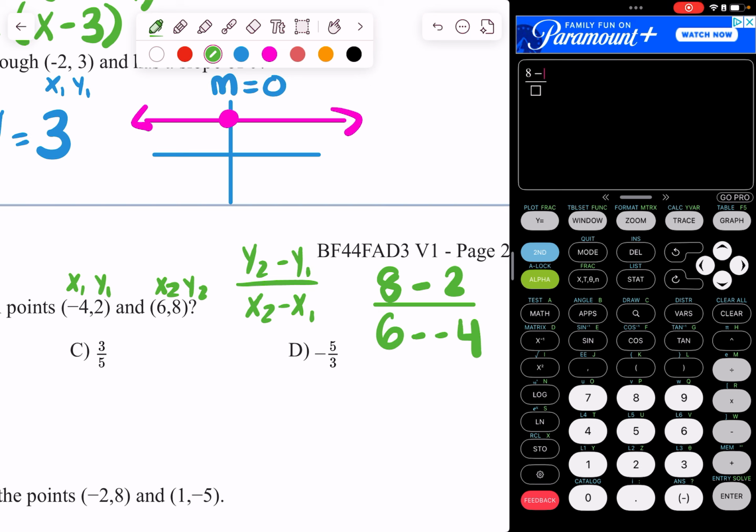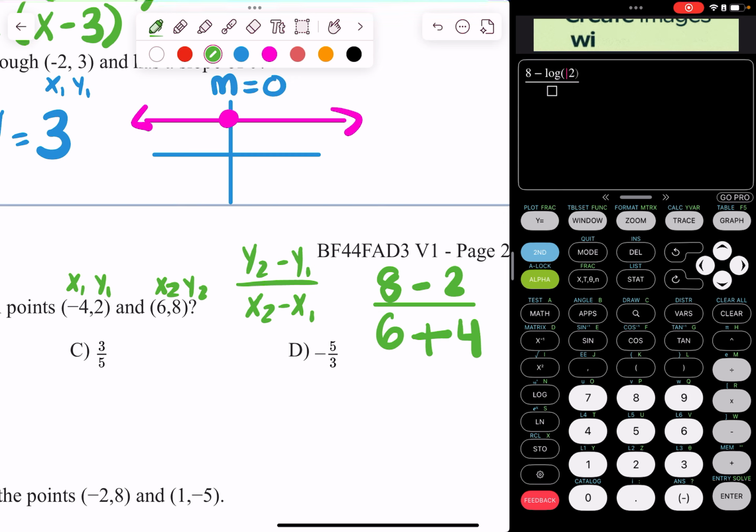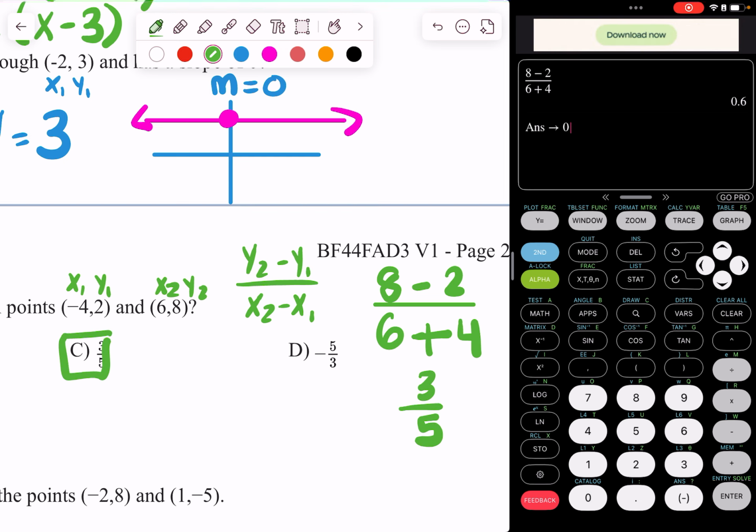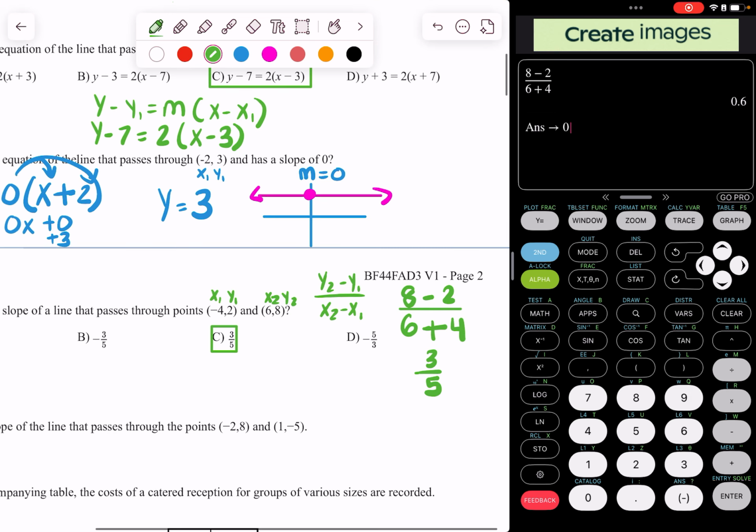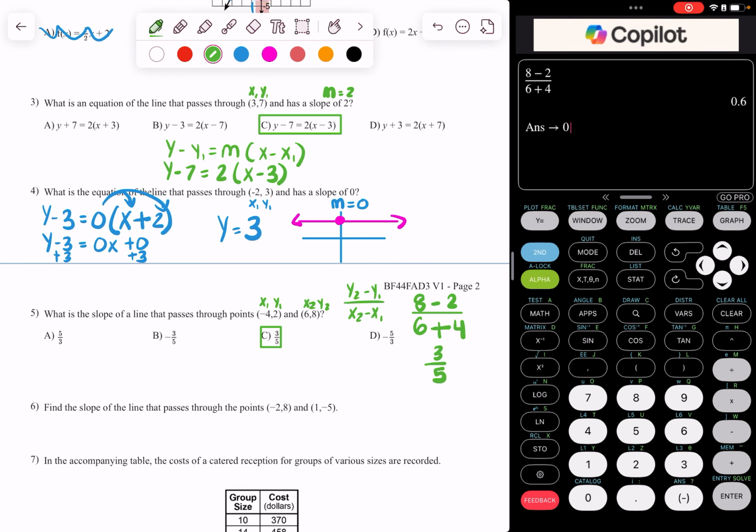8 minus 2. And on the bottom, remember, you can make that minus negative a plus, so you don't have to type that in the calculator. So 6 plus 4. We get 0.6. If they left that as a fraction, it would have been 3 over 5, which is answer choice C. And we're going to do this again, number 6.